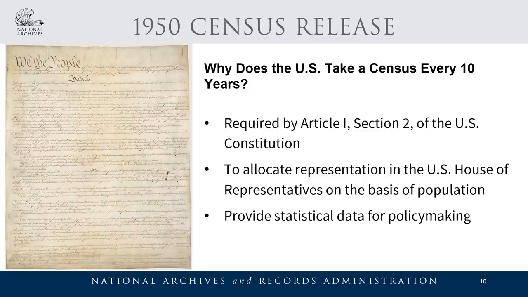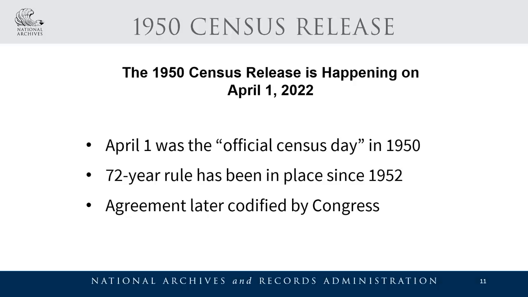Let's start with the basic question of why the United States takes a census of its population. The U.S. Constitution in Article 1, Section 2, requires a census to be taken every 10 years to allocate representation in the U.S. House of Representatives on the basis of population. It also provides statistical data that is useful for policymaking by our leaders. Thus, every 10 years since 1790, the U.S. has conducted a census. The 1950 census release is happening on April 1, 2022, which is 72 years after the official census day, the day the census began in 1950.